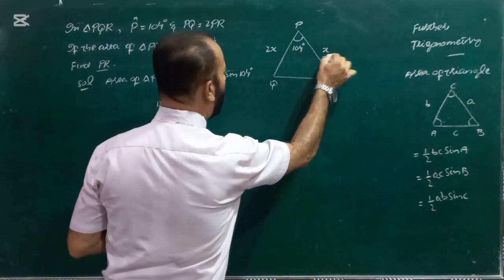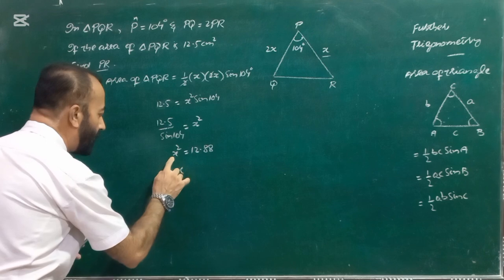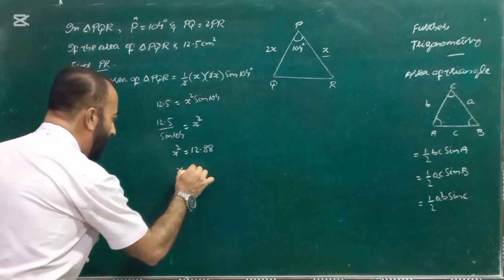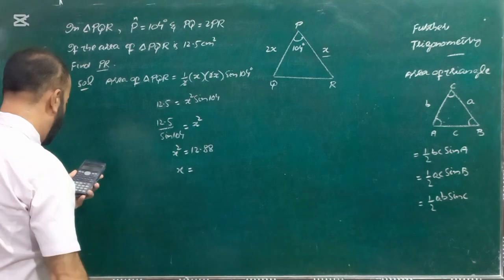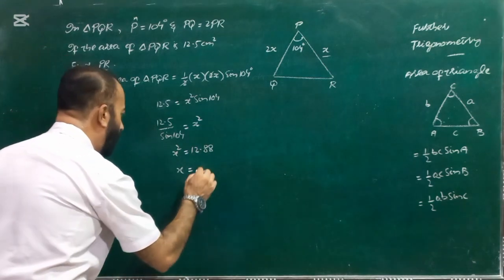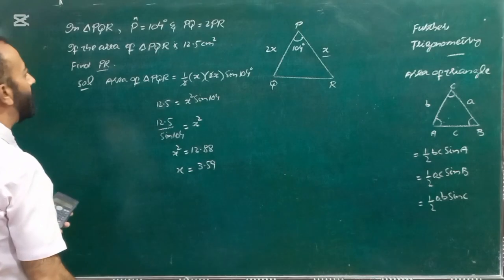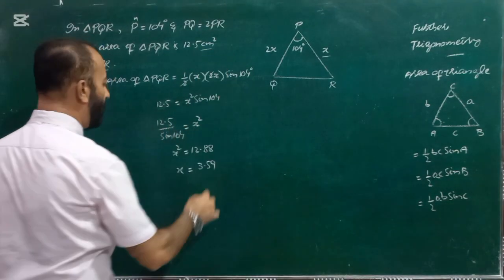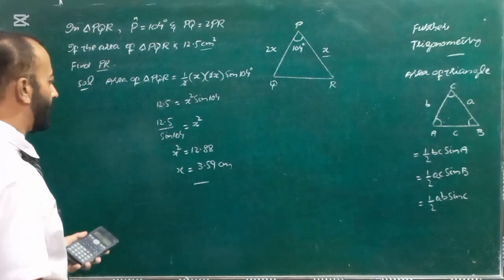Actually PR is x, so we will take the square root of both sides. So left hand side square root will give us x and right hand side square root will give us 3.59. And because the unit used in the question is centimeter square, so this is centimeter. So this is the answer.